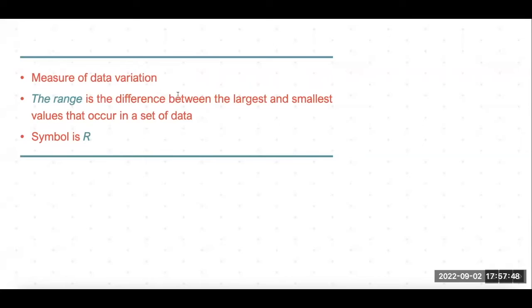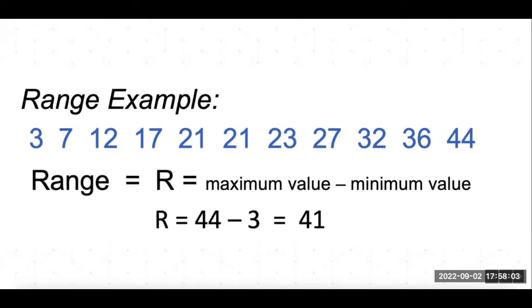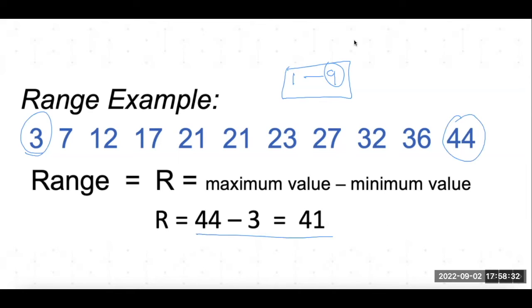Range is basically the difference between the smallest and largest value. R would be the maximum value minus the minimum value. In this case, the smallest number is 3 and the biggest number is 44. So 44 minus 3 is 41.